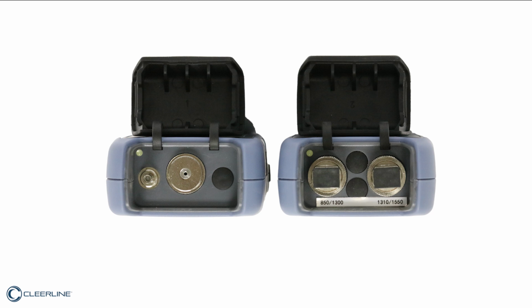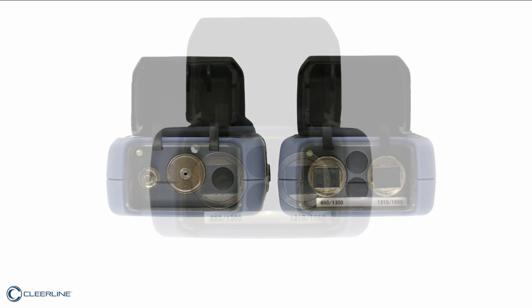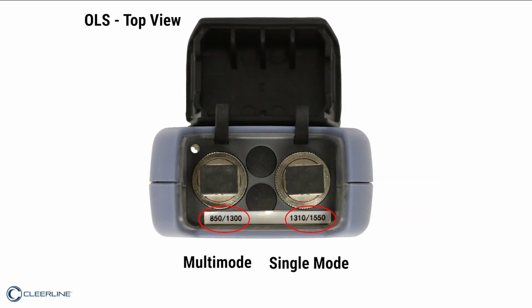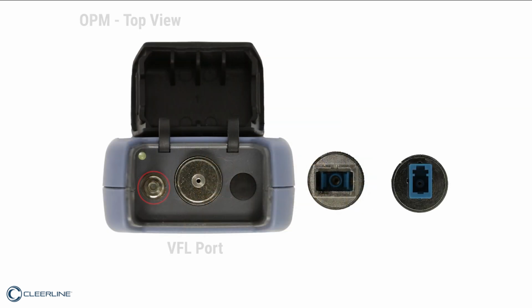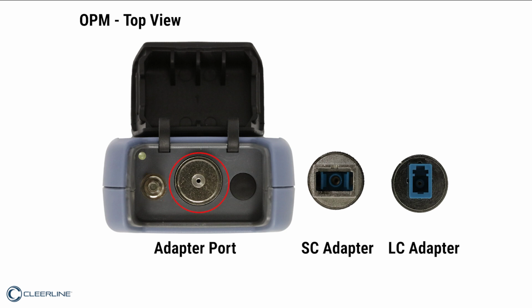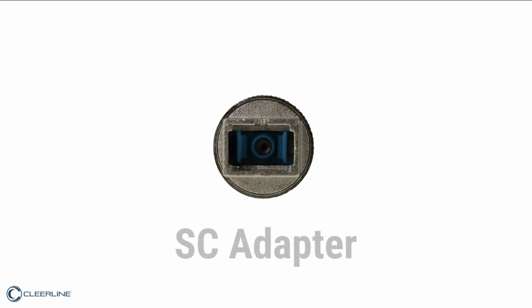Top view of the OLS and the OPM. OLS ports 850 and 1300 for multimode, and 1310 and 1550 for single mode. OPM ports. VFL, used for visual testing of the fiber. Adapter port. Ensure you have the correct adapter in place for the cable being tested. Adapters are included in the kit. For this test, we'll be using the SC adapter.